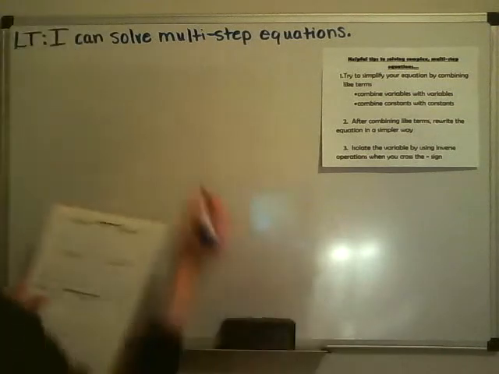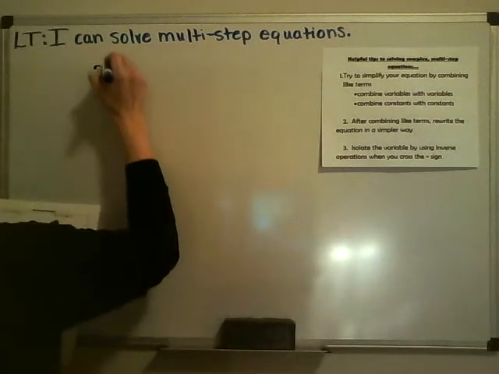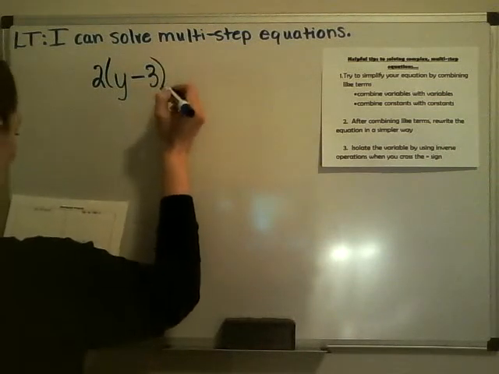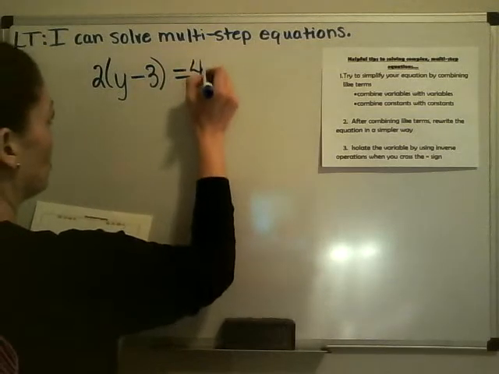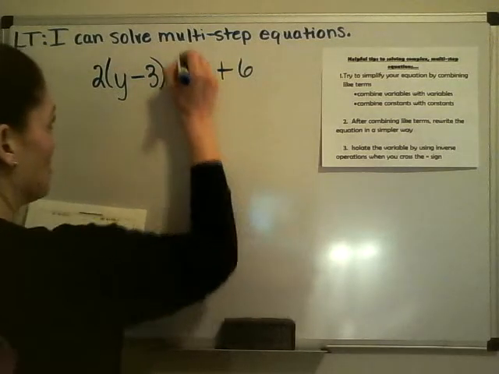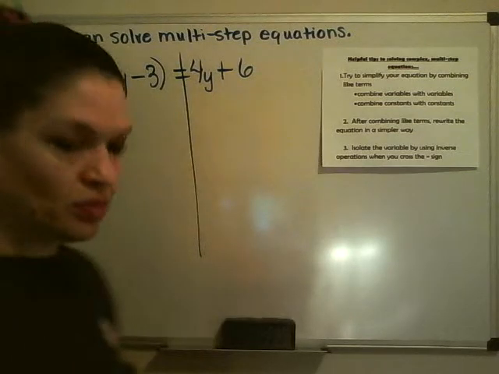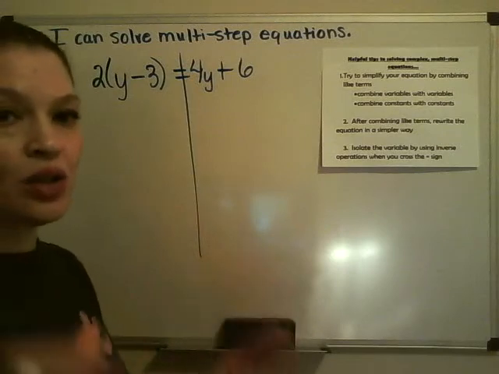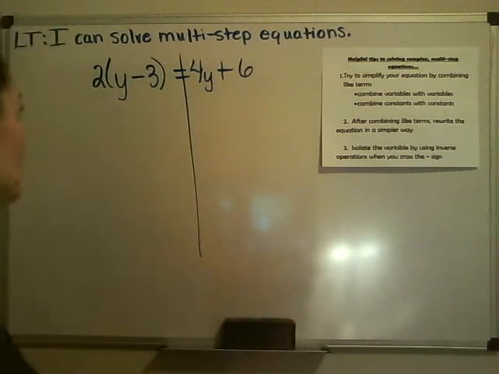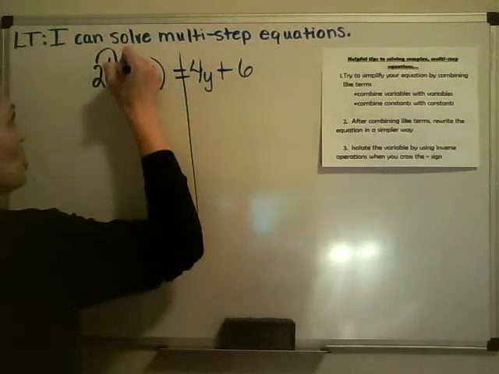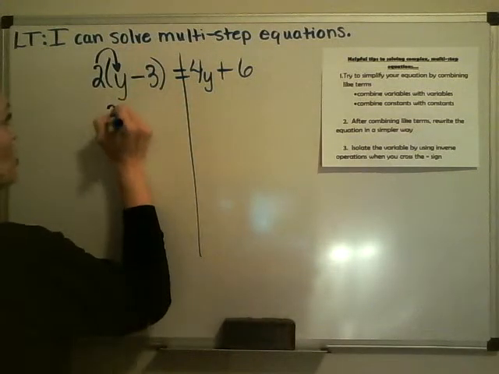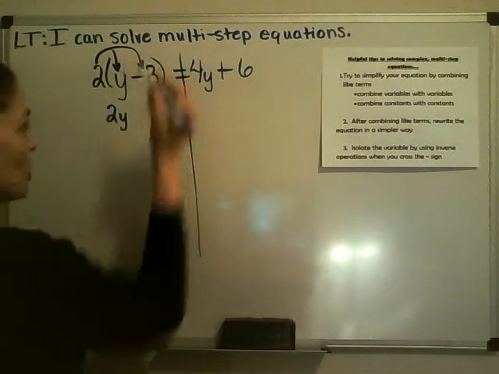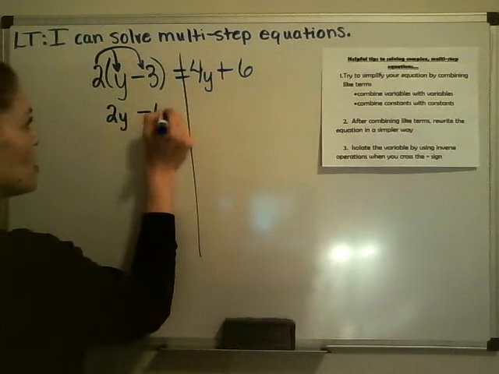So here we go. We have 2 parentheses, y minus 3, close the parentheses, equals 4y plus 6. That's your line. Before you do anything, you can't combine anything yet until you do your distributive property. So you need to think to yourself, what is 2 times y? That is 2y. What is 2 times negative 3? That is negative 6.